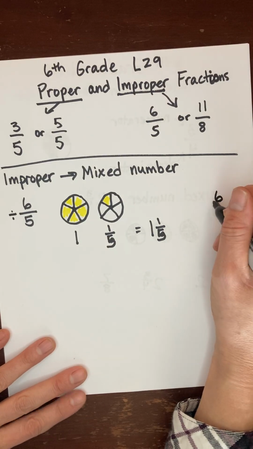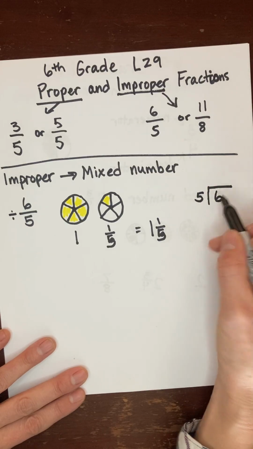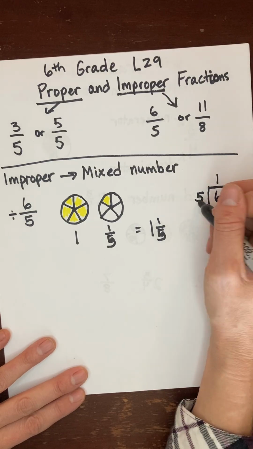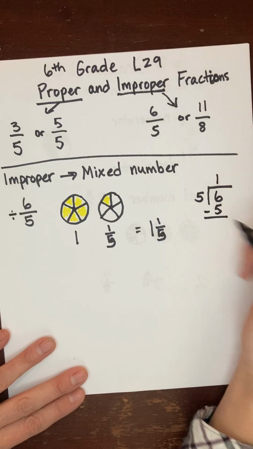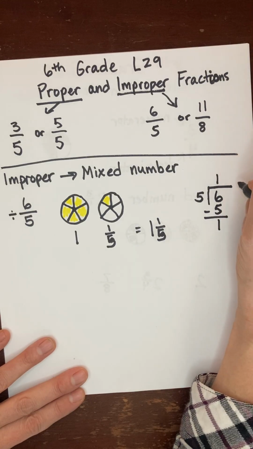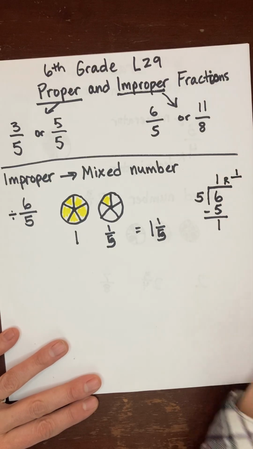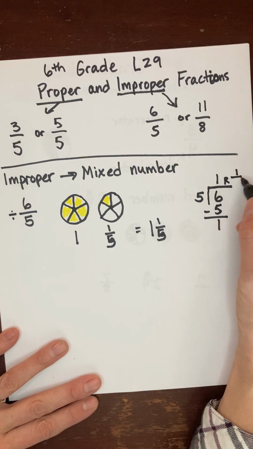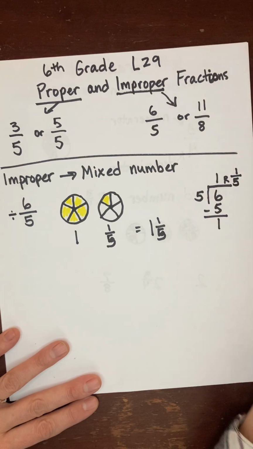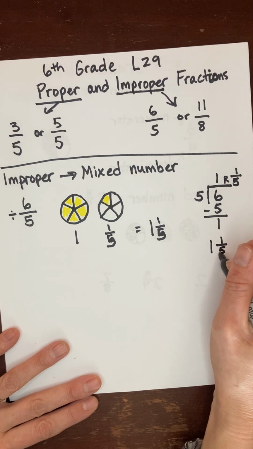6 goes inside the house. We put our divide by 5. 5 goes into 6 one time. 1 times 5 is 5. Let's find the difference. There's 1 left over. So our remainder is 1, and then we're going to write it as a fraction. So remainder 1 out of, well, how many? Not out of 5, but 5 is our divisor. So our fraction here would be 1 and 1/5.